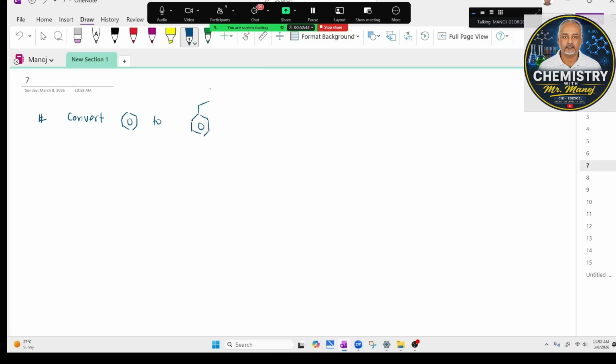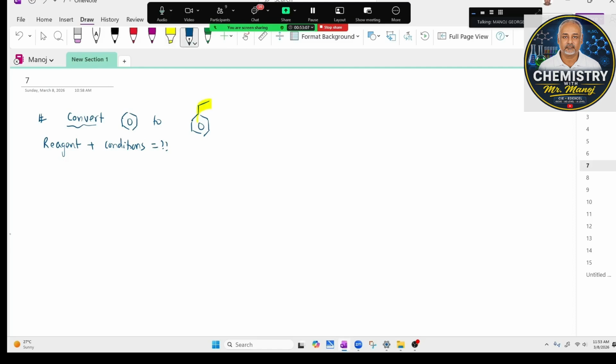That's the question. So the question says reagent plus conditions. What is the reagent plus condition for this reaction? I want you to change this into that. And purposely the examiner gives you the structural formula.